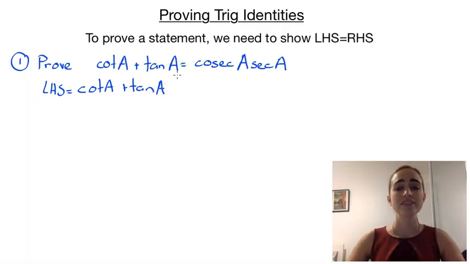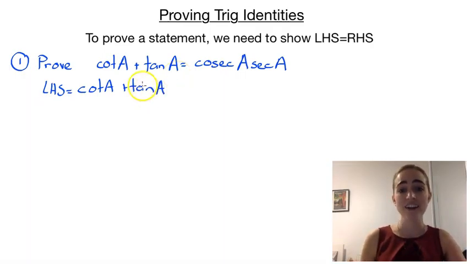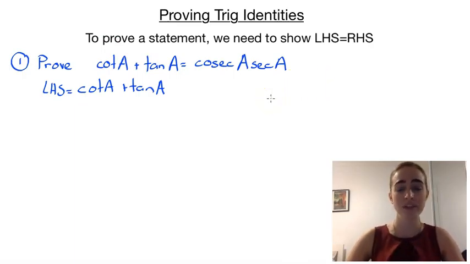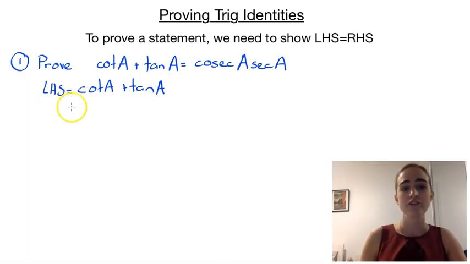Now with these sorts of things, it's not always obvious how to get from one side to the other, especially when you first start doing these. So it's really important that you just play with it, manipulate it how you can, and see if you're getting closer to the answer. The first thing from our trig identities that we should know is that tan A is sine A over cos A, and cot A is the reciprocal, so it's cos A over sine A. So we're going to write those down.